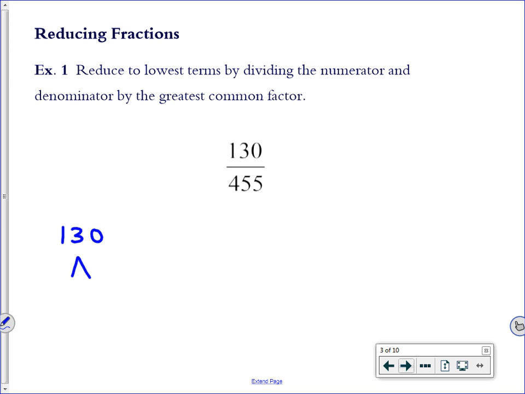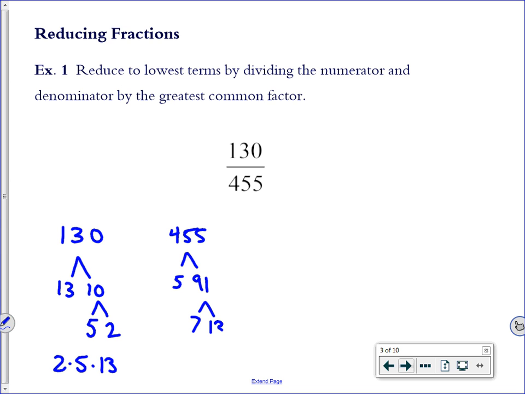So one way to make 130 would be to do 13 times 10, split the 10 into 5 and 2. And now I see the prime factorization is 2 times 5 times 13. Do the same thing for 455. I could split it into 5 times 91. I could split 91 into 7 times 13. And then I can see the prime factorization for this.